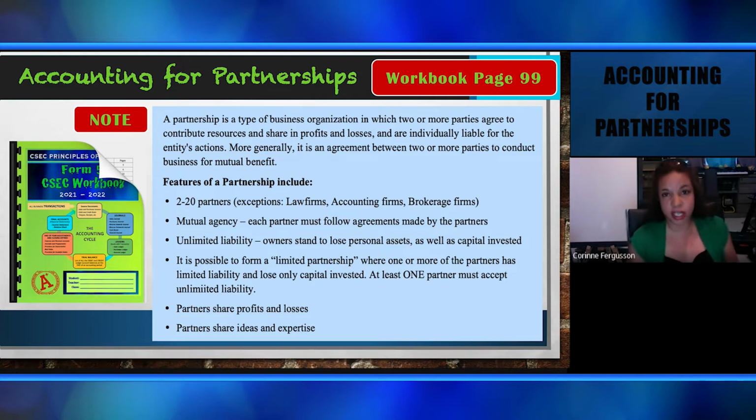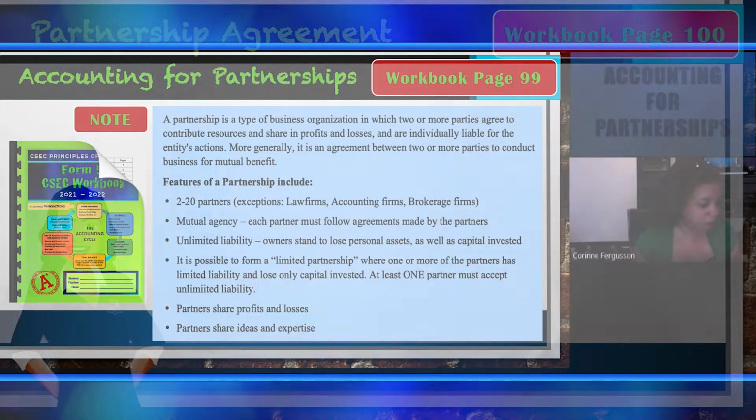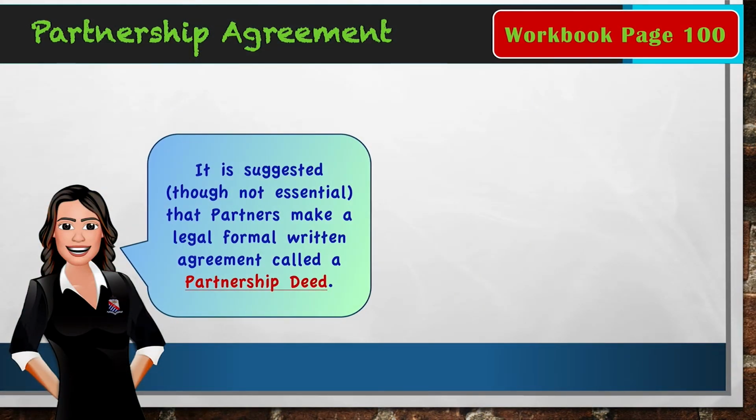Unlike a sole trader that has to be everything and may not be an expert at a certain thing, which can be a disadvantage to their business, especially if they don't have the money to hire people with the expertise. All right, so partnership agreement.